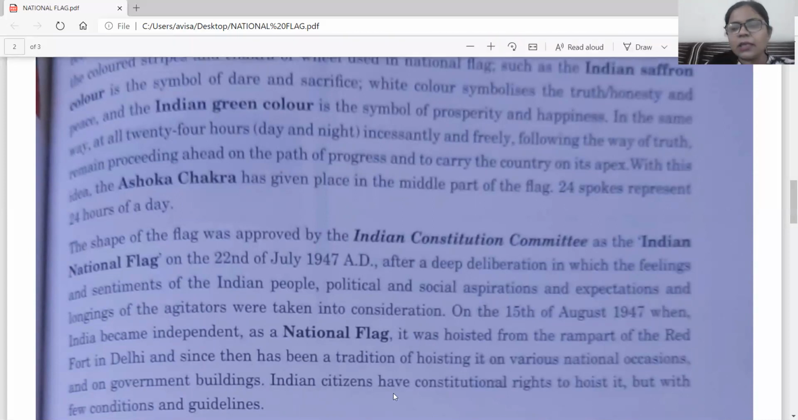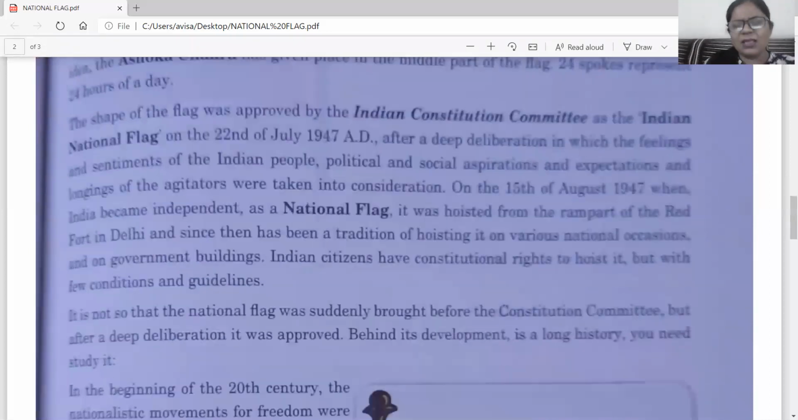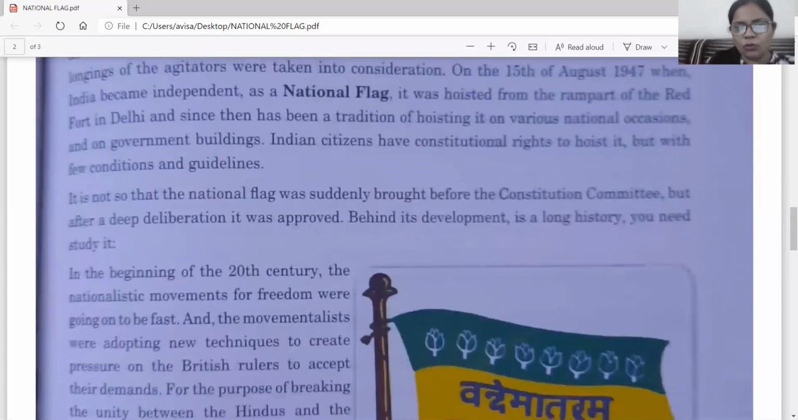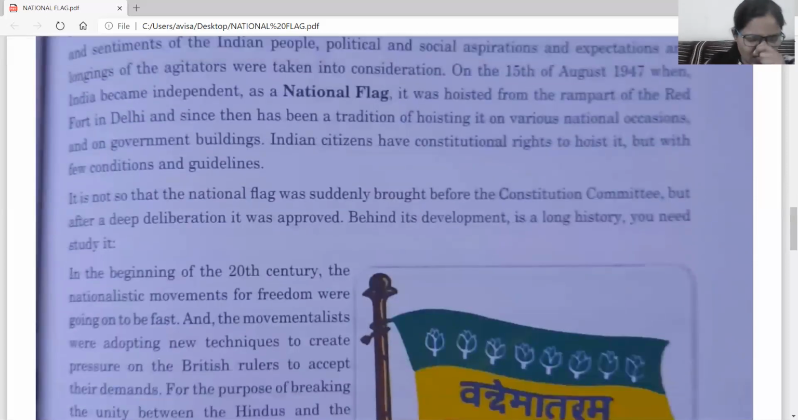Indian citizens have a constitutional right to hoist it, but with a few conditions and guidelines. So there are some guidelines that we have to follow to respect our national flag, but there is no need to read these guidelines now.